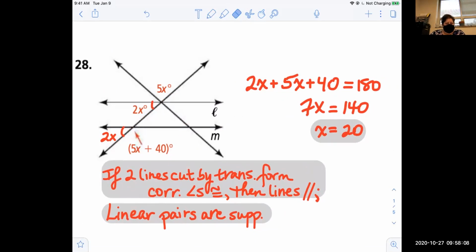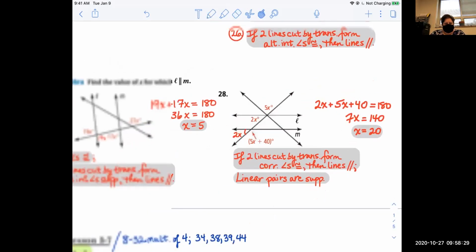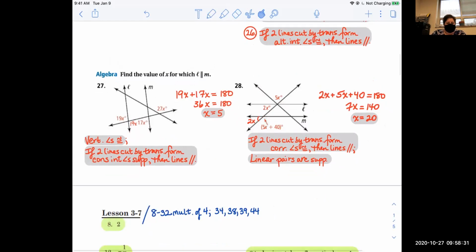Now, there could be another way of doing that. You could use alternate interior angles with a linear pair. If the alternate interior angles were congruent, then the lines would be parallel, along with the linear pair. So there's more than one way to do that problem. Any questions on those two? It's really important that you get down the difference between concluding the lines are parallel and starting with the lines being parallel.